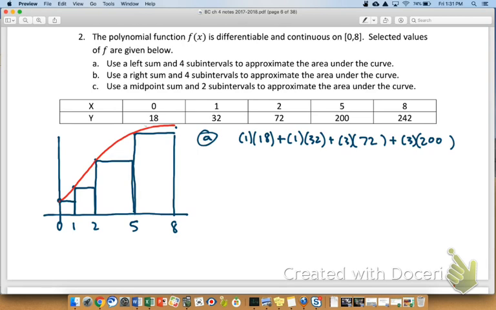216 plus 50 is 266. Plus 600 would be 866, yes? Did I do that right? Sounds good. Okay. All right, so there you go. You could say 866 and call it good. Okay, so that would be my approximation using a left sum.